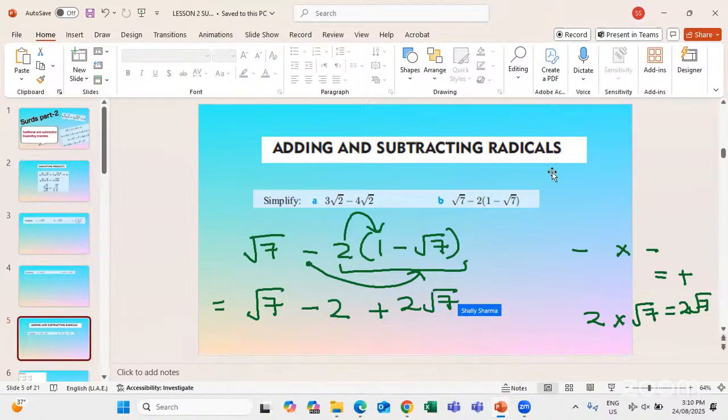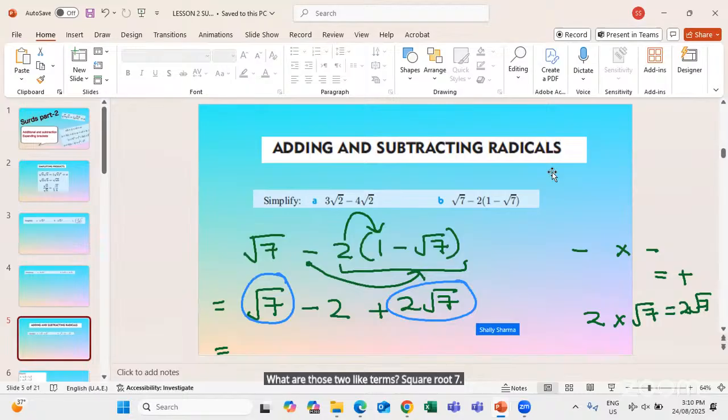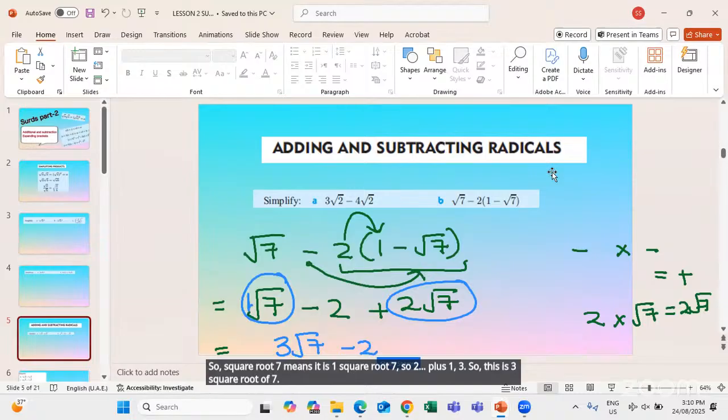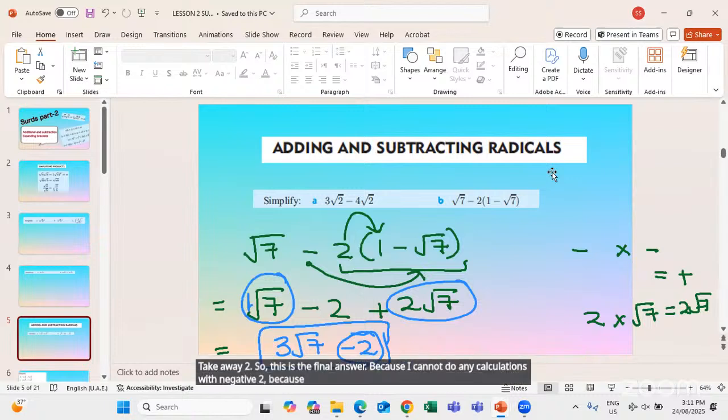Now here, can we add all of these terms, root 7, negative 2 and 2 root 7? No. There are two like terms as in algebra. What are those two like terms? Square root 7 and 2 square root 7. Square root 7 means it is 1 square root 7. So 2 plus 1, 3. So this is 3 square root of 7, take away 2. So this is the final answer, because I cannot do any calculations with negative 2 because these two are not like terms. So we have to leave it this way.